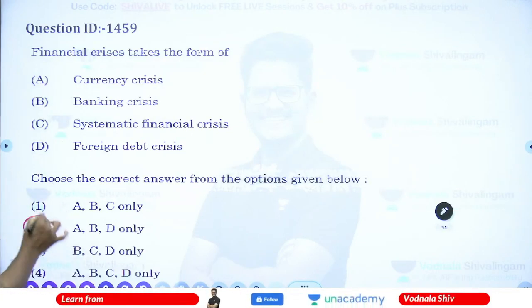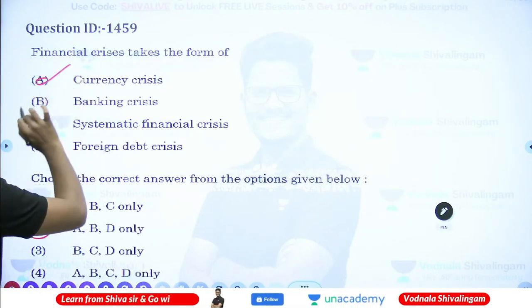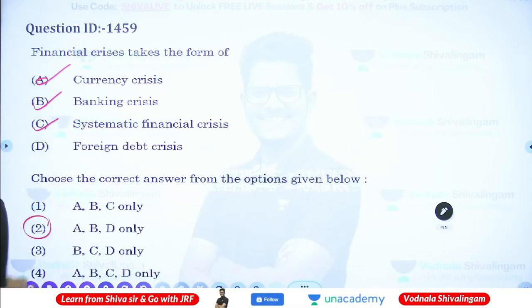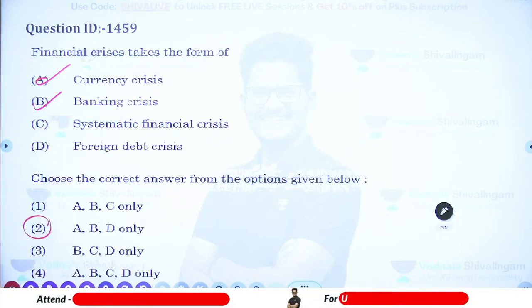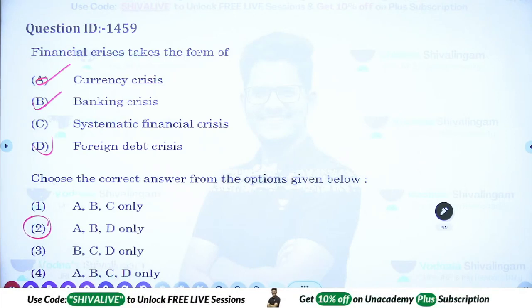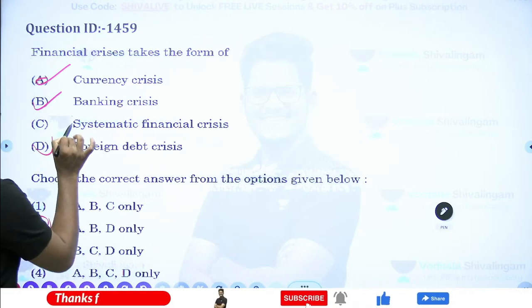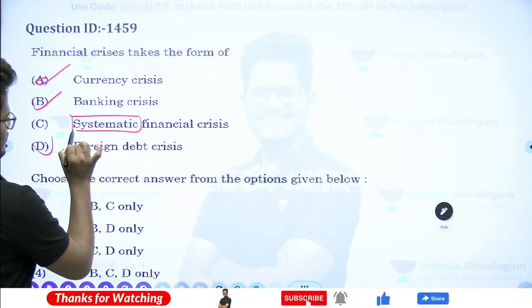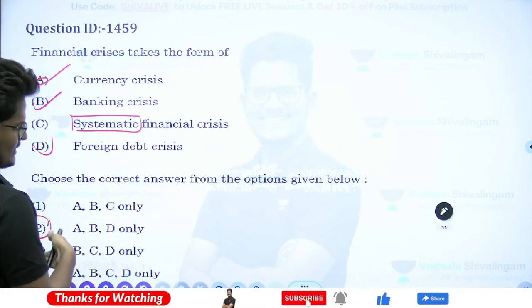Option B is the given answer, that is ABD. Currency crisis, banking crisis and foreign debt crisis. These are the three financial crises. Systematic financial crisis is not a form of financial crisis, because when something is happening in a systematic way, you can stop it, but if you did not stop it, then that is not a crisis at all.